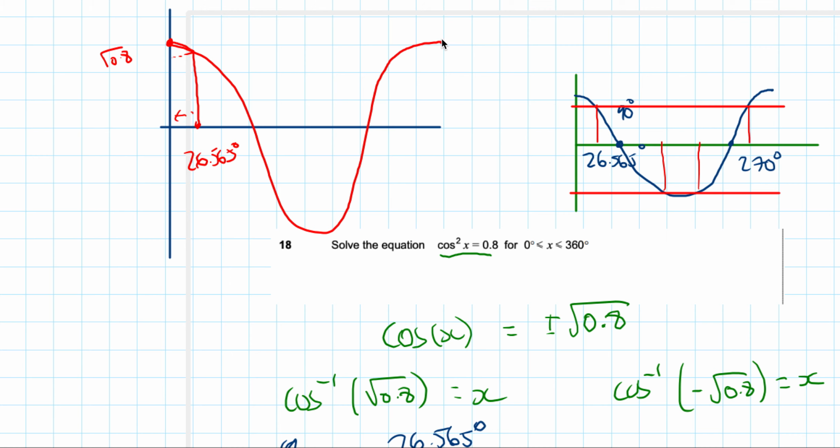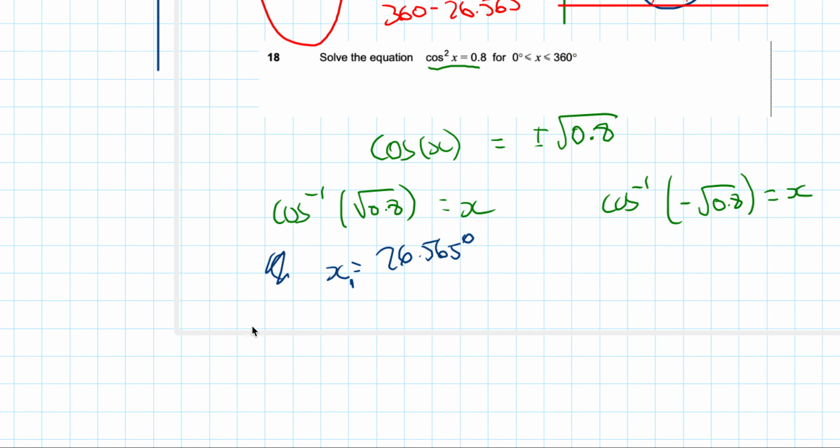Now if we start from the other side of, let's say, our peak, so our hill essentially, and we were to travel down to where our root 0.8 is, then we would travel the same distance in x but in the other direction from 360. So here this distance is going to be 360 minus 26.565 degrees.